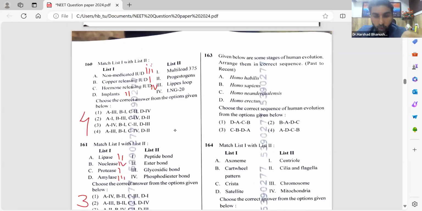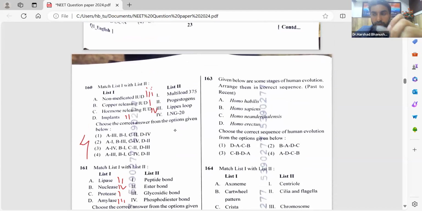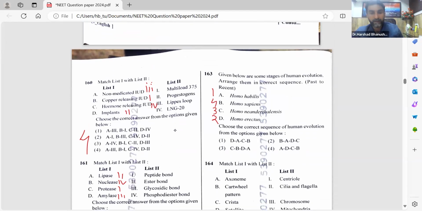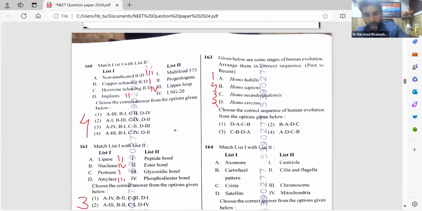The correct order, the oldest out of this would be Homo habilis. They have said the correct order from past to recent. So the oldest would be Homo habilis, followed by Homo erectus, followed by Neanderthal, followed by the Homo sapiens. So B would be last and A would be first. That's option number 4.